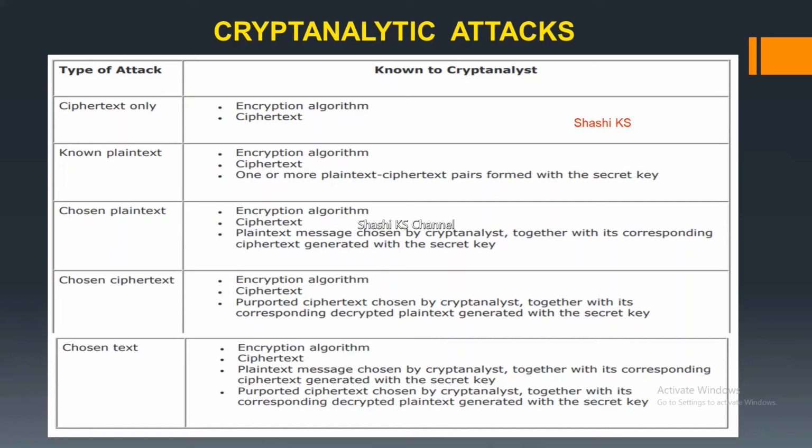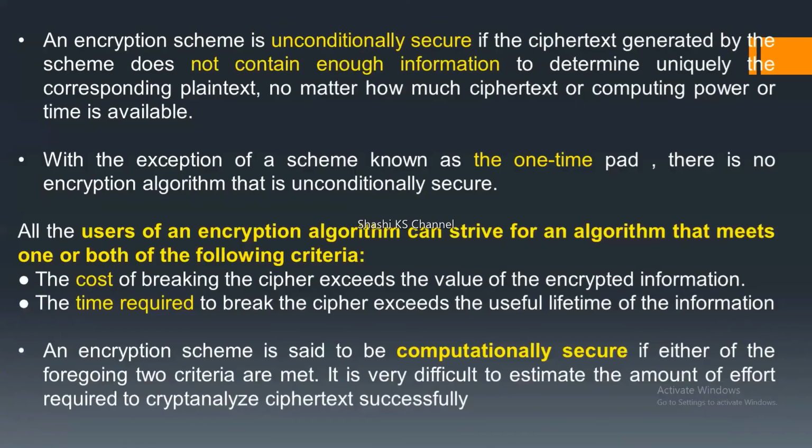Similarly, the next one is the chosen ciphertext attack. Here, the attacker, the cryptanalyst, will make use of the ciphertext which is chosen by him, inject it into the system, and try to deduce the secret key. The next one is the chosen text attack. Here, the ciphertext as well as the corresponding decrypted plaintext, everything will be chosen by the cryptanalyst. He will try to inject it and try to deduce the secret key out of it.